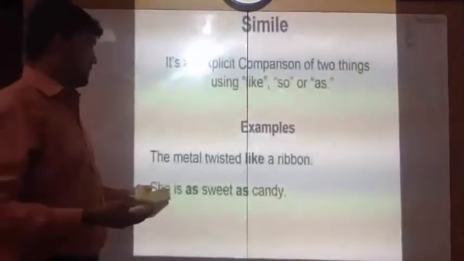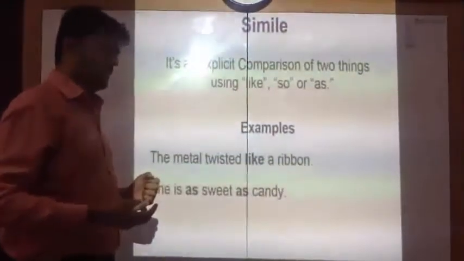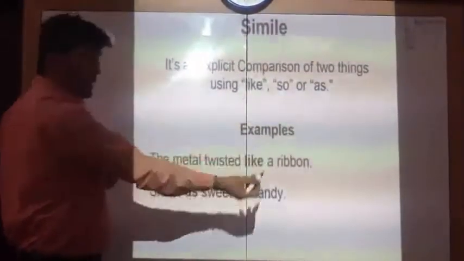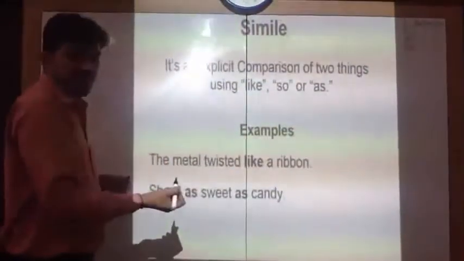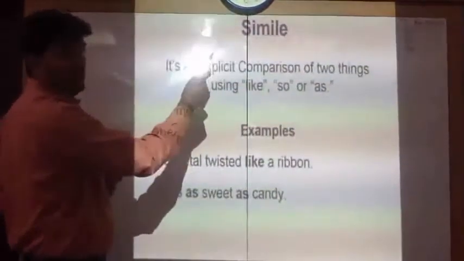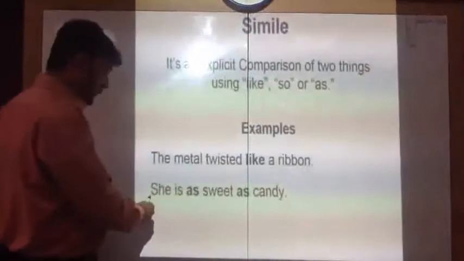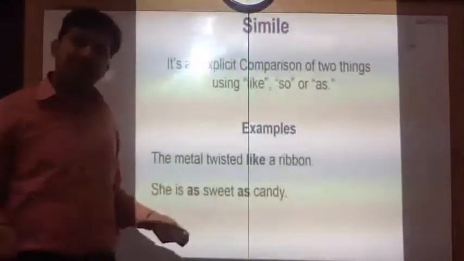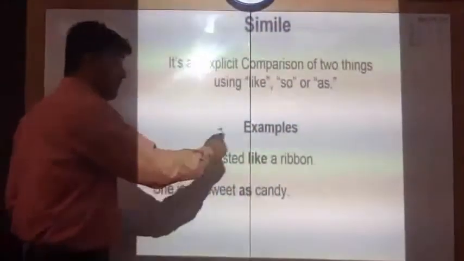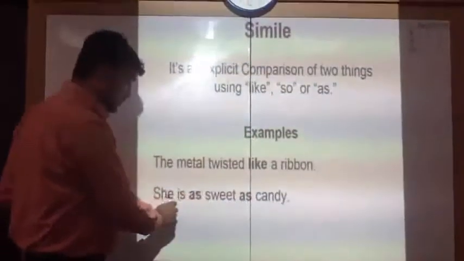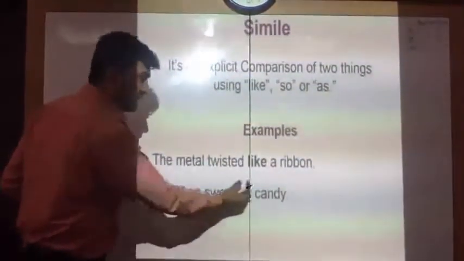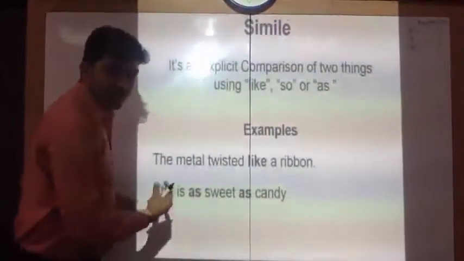Examples are here. The metal twisted like a ribbon. Now here, the metal and the ribbon are directly compared with the help of the word like. And when you see this sort of comparison is made, it is called simile. Check out the second one. She is as sweet as candy. Check out the sweetness. She is as sweet as candy. There is a direct comparison made between her sweetness and candy. The word used for comparison is as, and in the previous one, the word used is like, for a direct comparison.